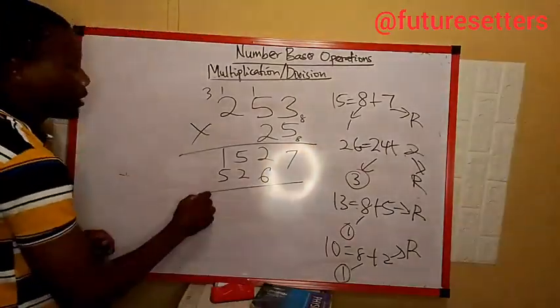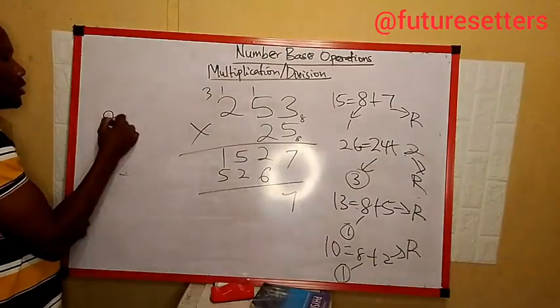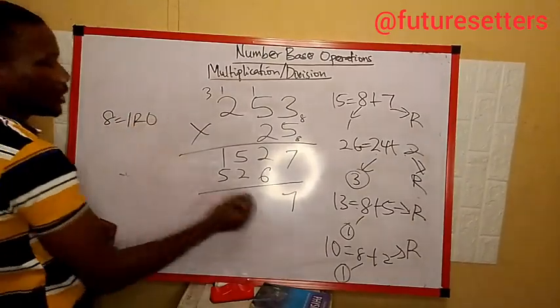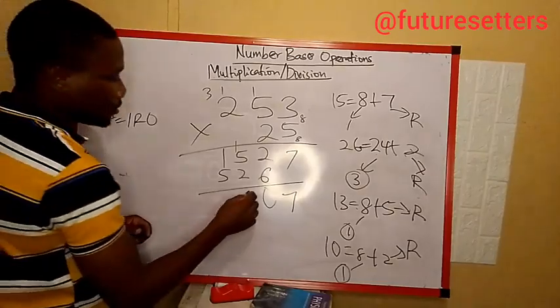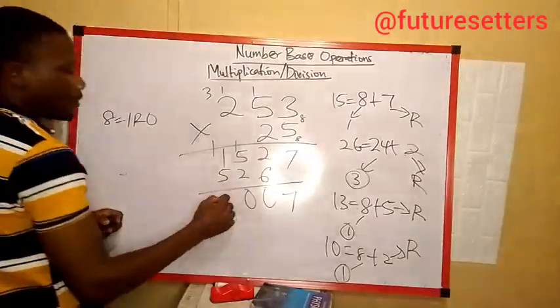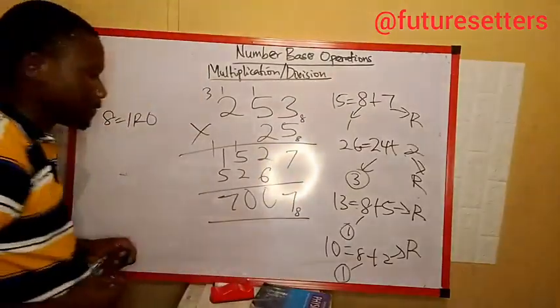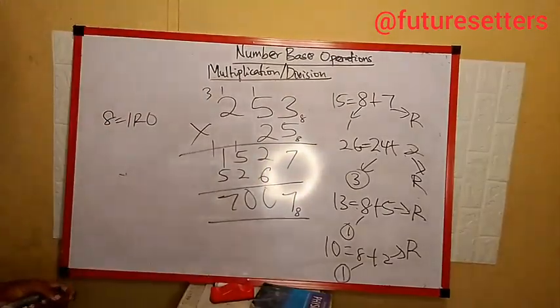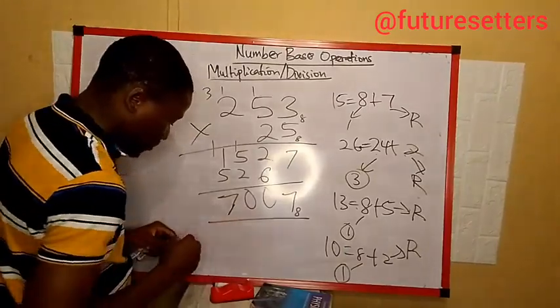Then add them together. So this will give us 7. 2 plus 6 is 8. And this will give us 1 remainder 0. Put down 0, carry 1. To give us 8 again. 1 remainder 0, put down 0, carry 1. And what we have here is 7. So 707, and there's 8. So we have 7007 base 8.